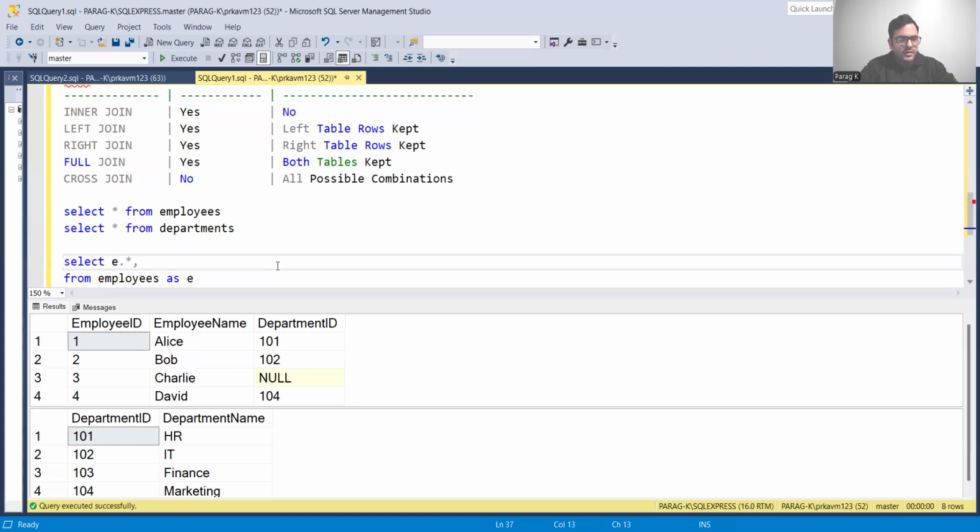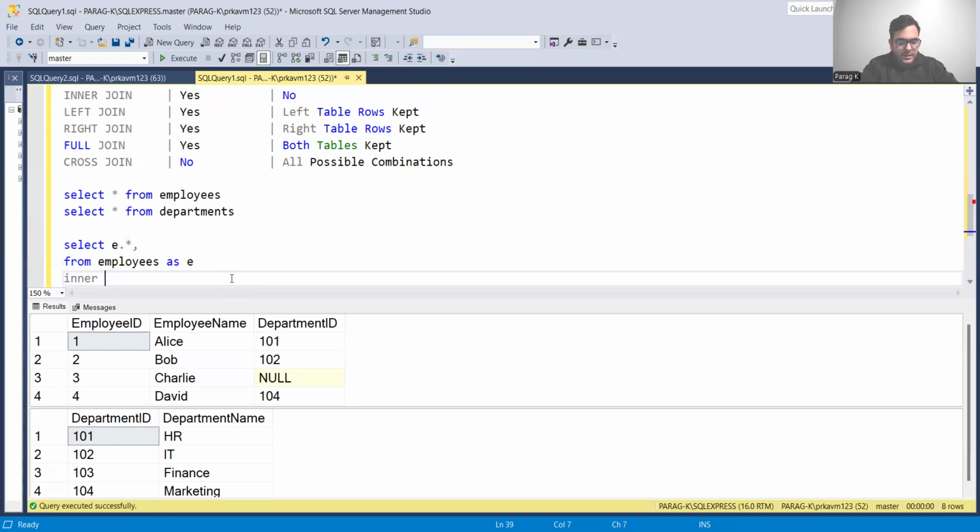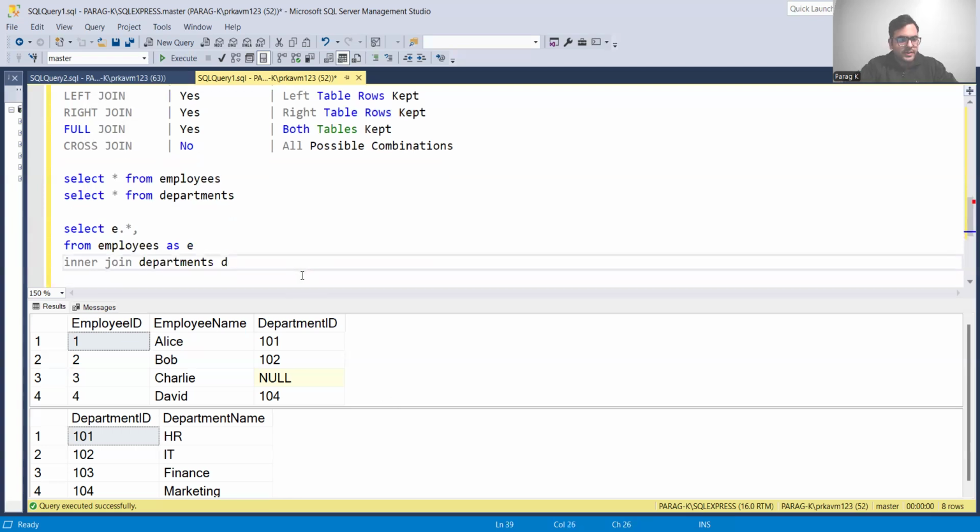And so we are starting off with inner join. Inner join with departments. Let me just check the name, departments, so we have departments as D here. Let me go here and now do ON.